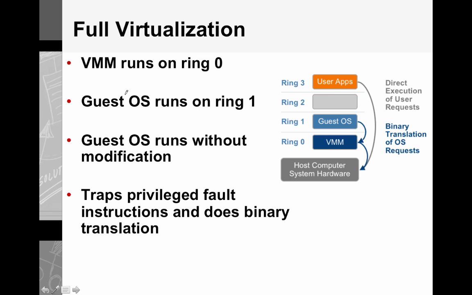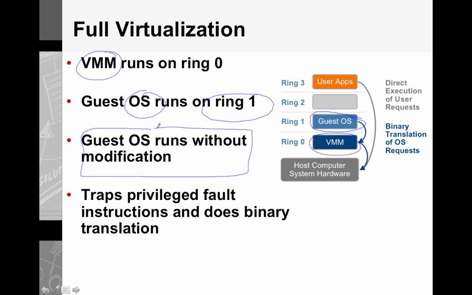Okay, so let's look at full virtualization. In full virtualization, the VMM, the Virtual Machine Manager, actually runs on ring 0. And then the guest operating system is going to run on ring 1. In this model, the guest operating system does not have to be modified. It just runs the way it is, except it runs on ring 1. And notice the applications are going to run on ring 3, which is perfectly fine. We have the hardware over here.